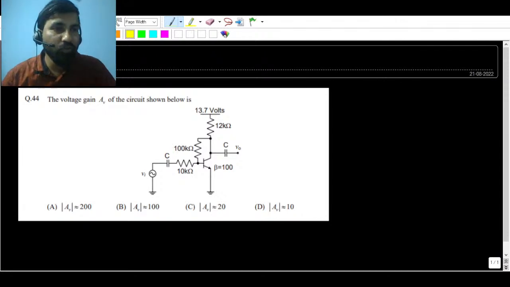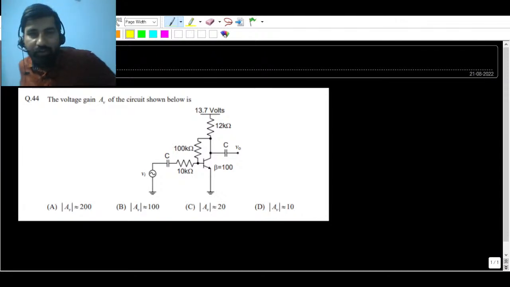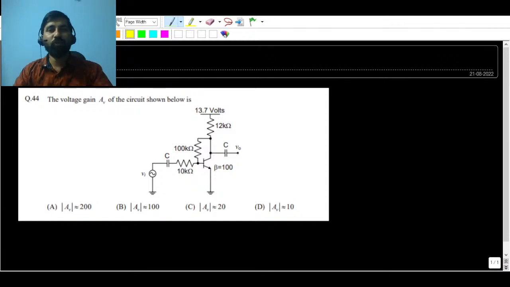Hi everyone. Today I'm going to talk about the GATE 2012 analog question. This question was asked in the GATE 2012 paper in the electronics and communication branch, and that year the topper's marks were around 67 out of 100. You can see this question was not that difficult, but if you follow the conventional approach, it might consume a lot of time.